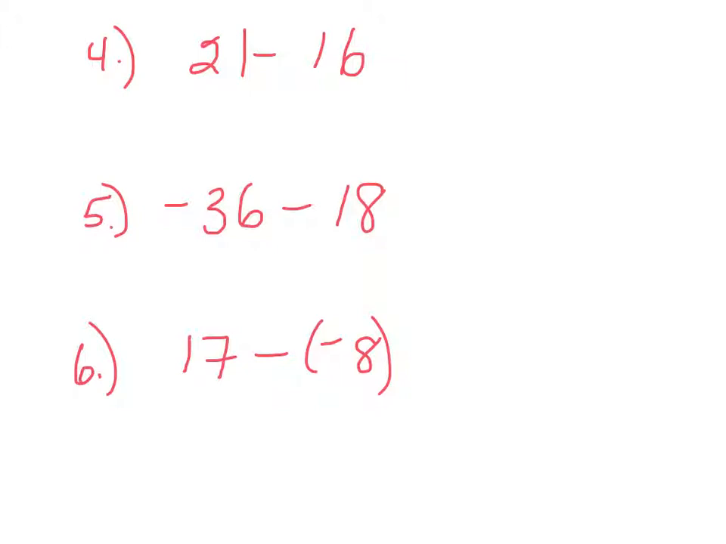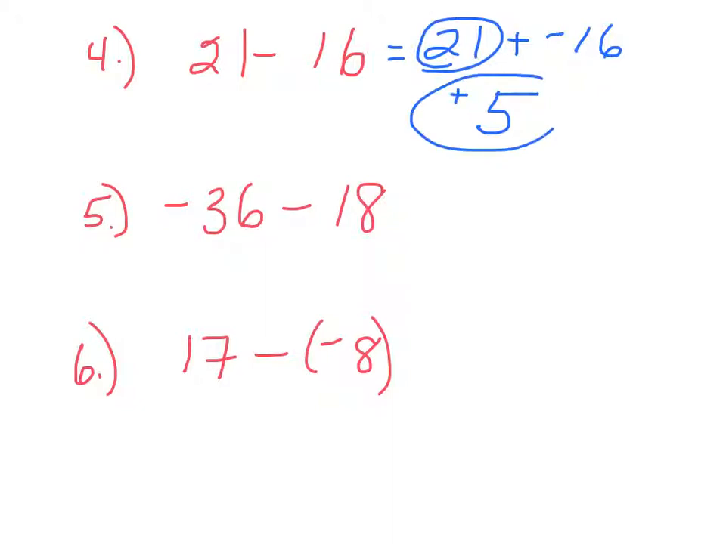Number 4, 21 minus 16. We're going to change it to 21 plus a negative 16. These have opposite signs. The difference between 21 and 16 is 5. My bigger number in this problem is a positive, so my answer will be positive 5.